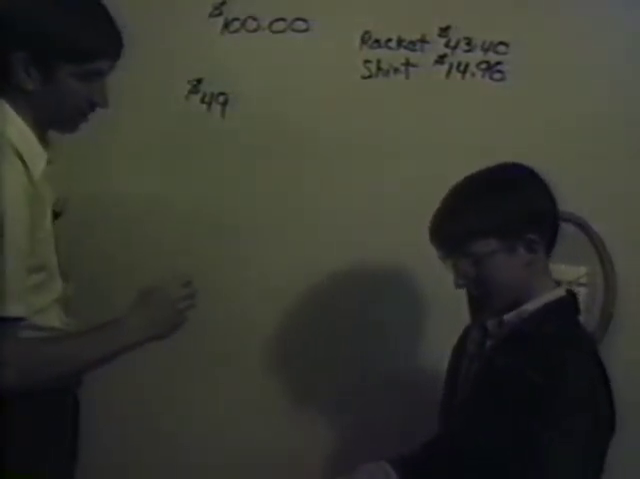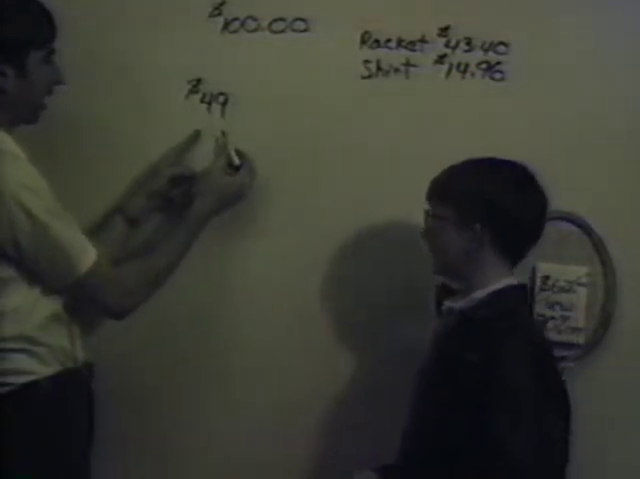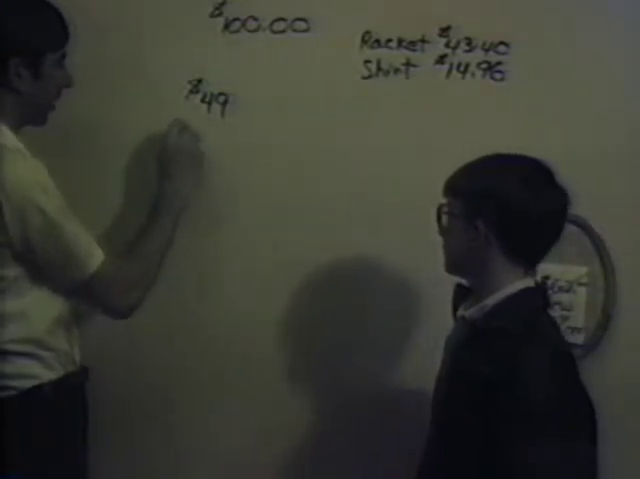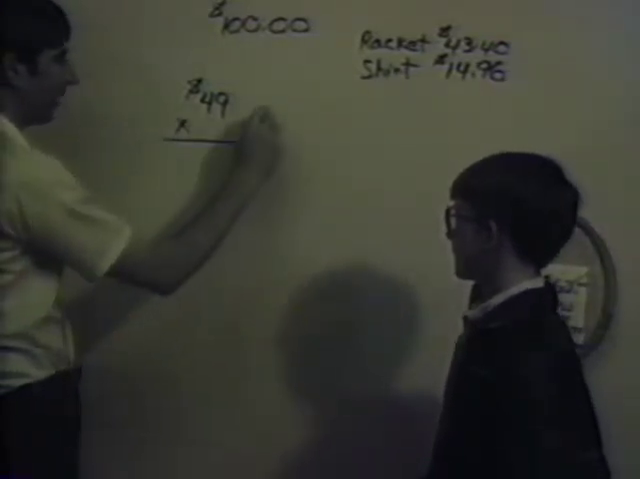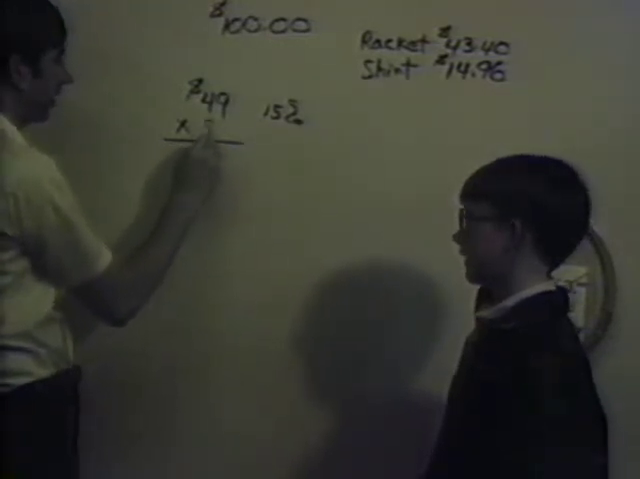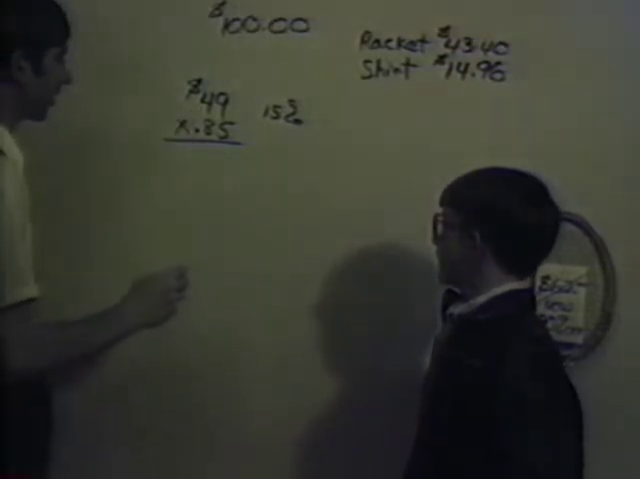Okay, and it's 15% off. We could either multiply this by 0.15 and then subtract what we get from 49, or we can multiply it by the difference between 15% and 100%, which would be? 85%. Okay, so we're actually going to pay 85% of that price for this item.